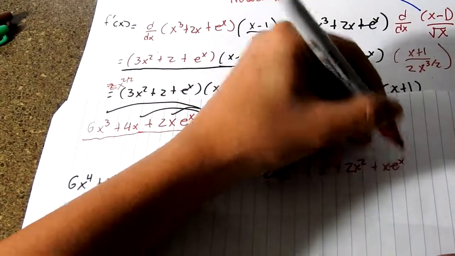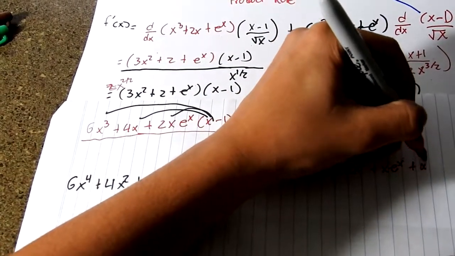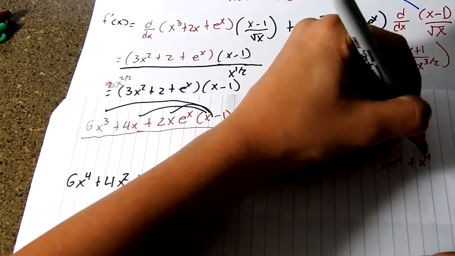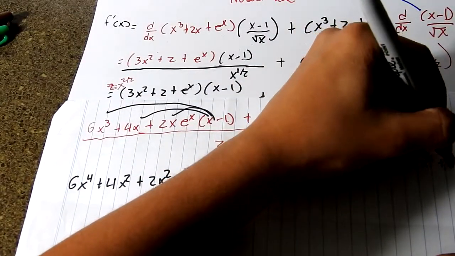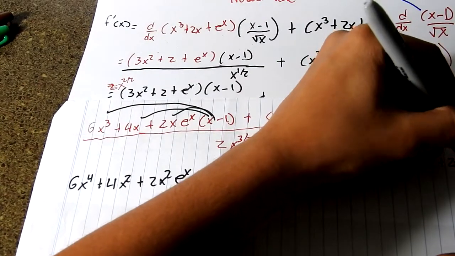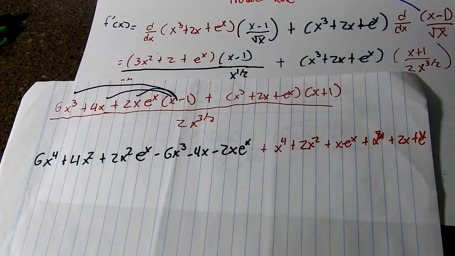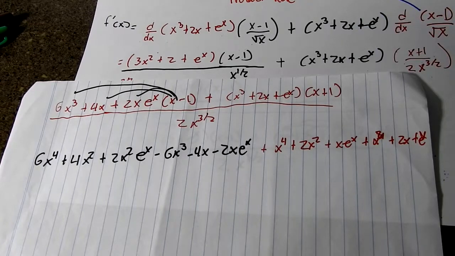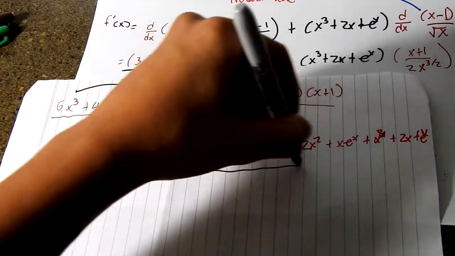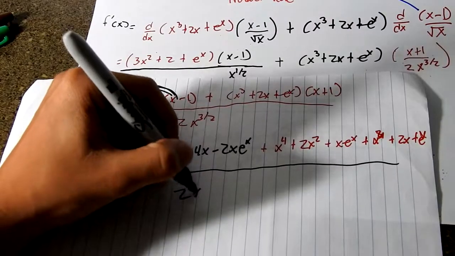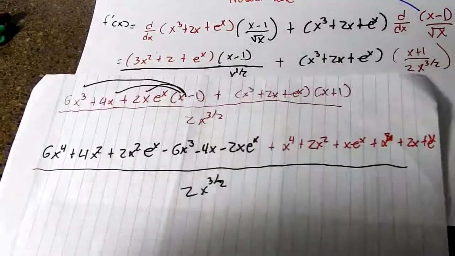Plus x e to the x plus x to the third, sorry, plus 2x plus e to the x. I'm running out of space. And then we have it, all of it over 2x to the 3 halves.